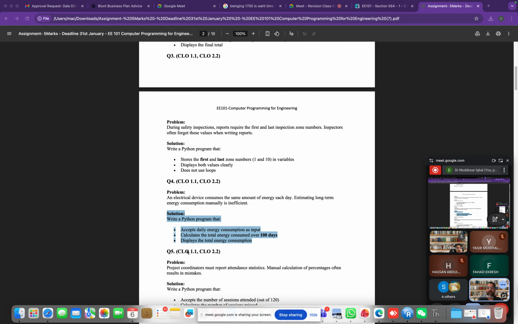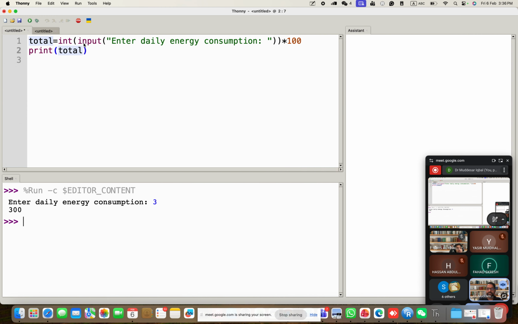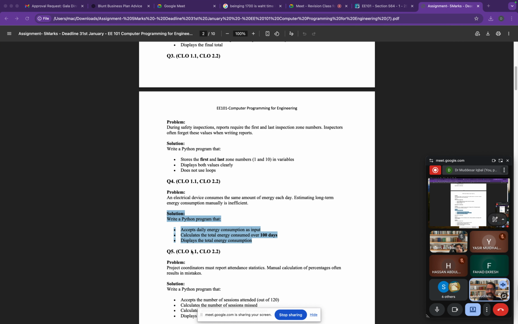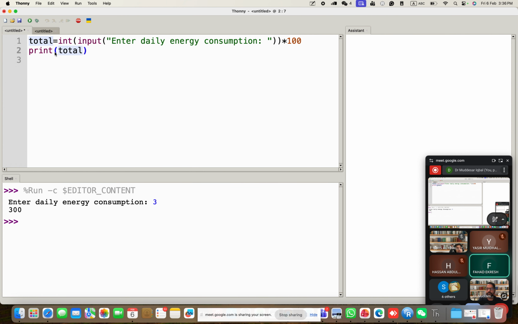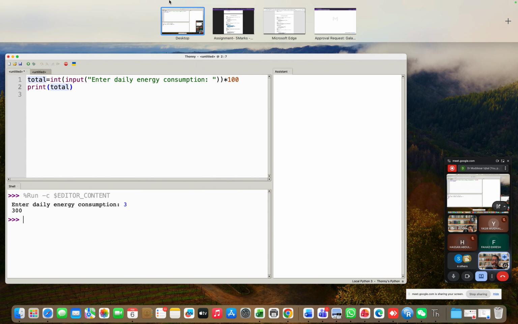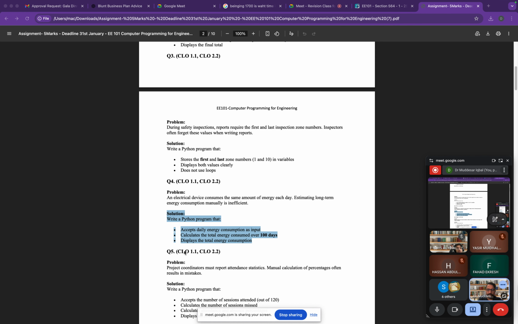And I'll see what I said. Accept daily energy consumption as input. Are you doing that? Yes. Okay. Then what next? Second thing, calculate the total energy consumed by 100, which you did, right? Yes. The third thing I said, display the total energy consumption. I did not say to display any message with it. So I will not cut the marks. You can do that, but it is nice to give a right message, right?